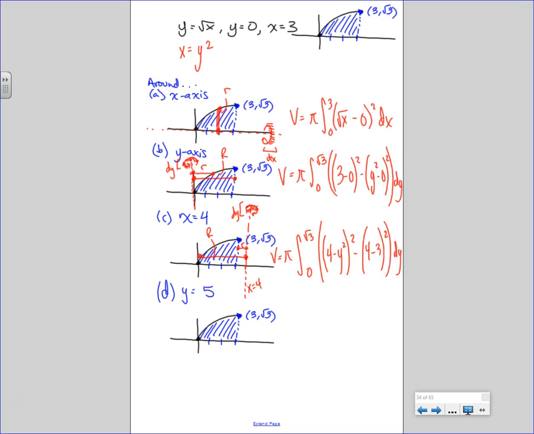You guys got it? How we doing? Remember, take the right minus the left. This one it was the region minus the axis. This one is the axis minus the region.